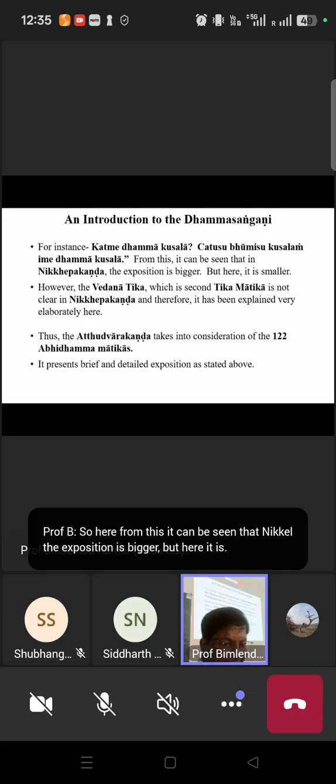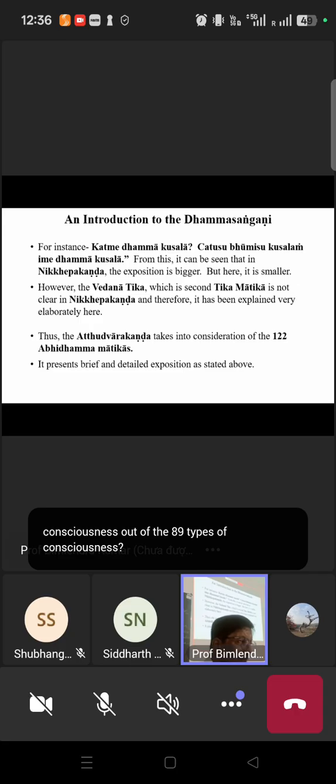However, the Vedanatika, the second Tikamatika, is not clear in the Cittuppada Kanda, in terms of how many are pleasant feeling, how many are unpleasant feeling, and how many are feelings indifferent, upekkha vedana. They have not been made clear in the Cittuppada Kanda, but it is made clear here how many of the 89 types of consciousness are called somanassa vedana, dukkha vedana and upekkha vedana.